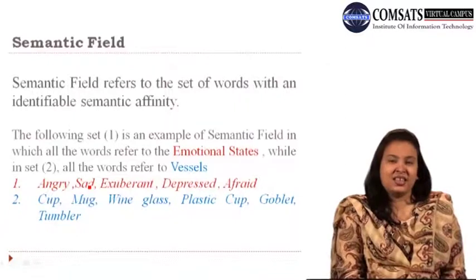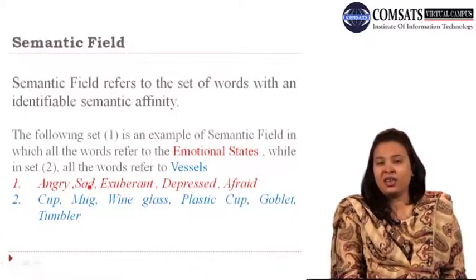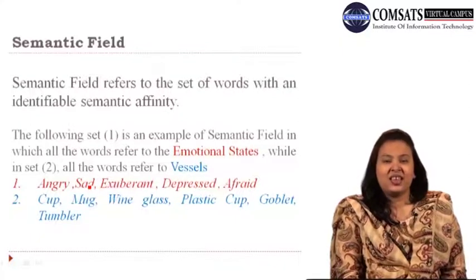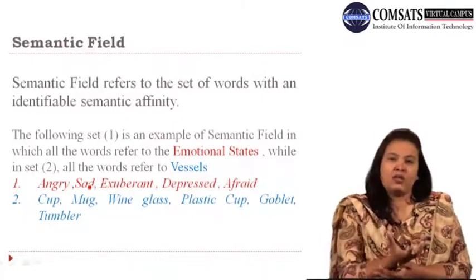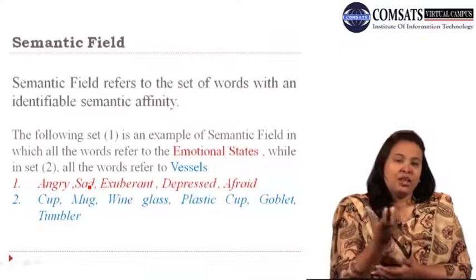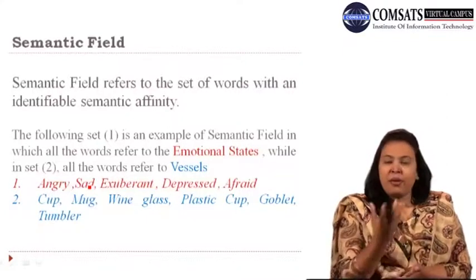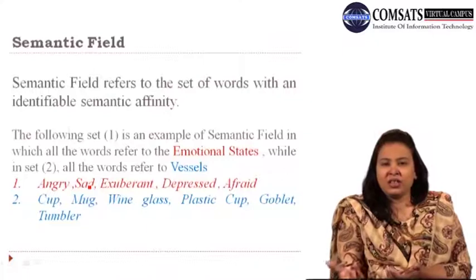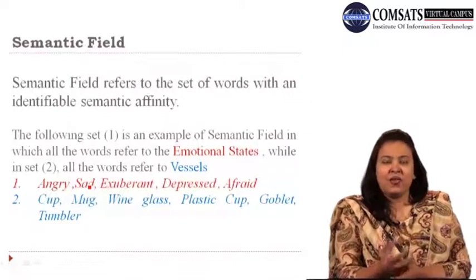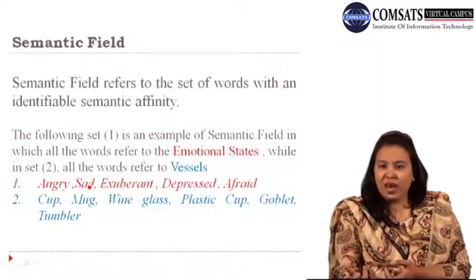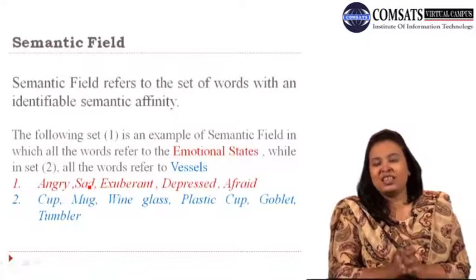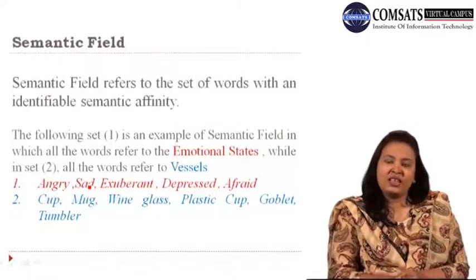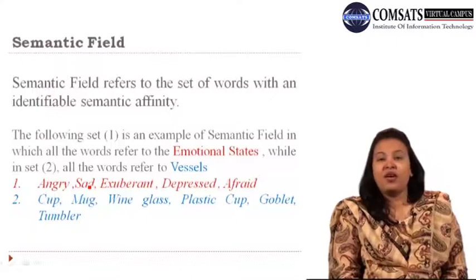Yes, these words are all vessels. Vessels means containers. All these things are containers of something. For example, a cup is a container in which we can put tea or coffee. A mug is a container in which we can put something. A wine glass is a container where we usually put wine. So these are all vessels, containers. So what is the semantic affinity? They are all vessels. So the semantic field is that of vessels.